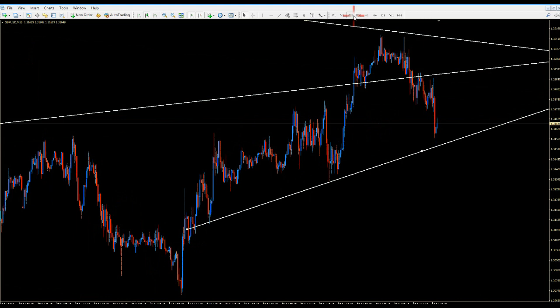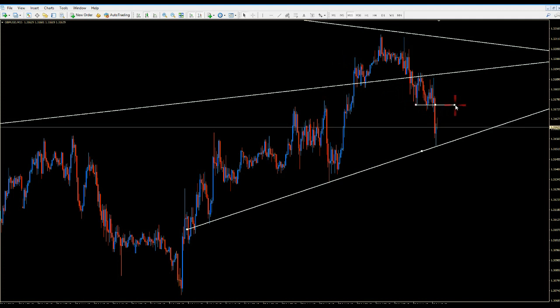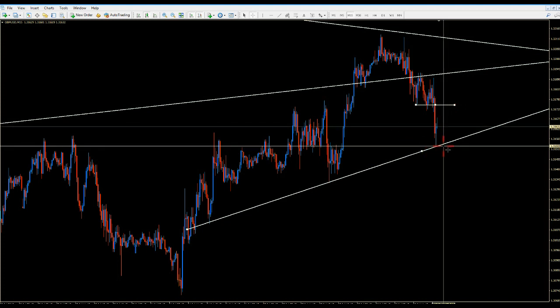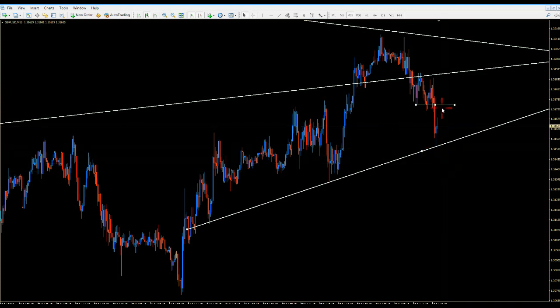So I'm already in this trade from this level here, so about 10 pips, 11 just now. So the next would be here. If it breaks here, I can move down my stop loss, so I'm no longer risking any money in this trade.